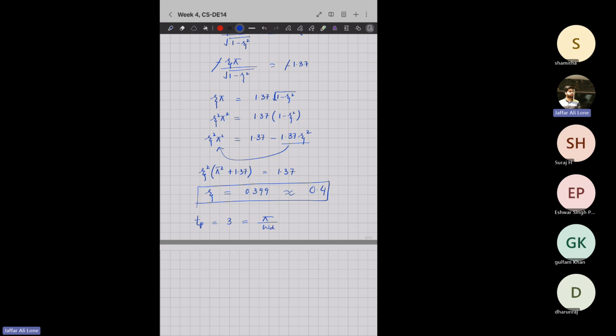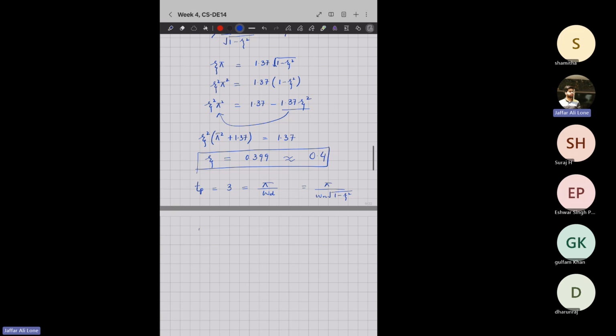So you know omega d, you can write that in terms of omega n. So omega n into square root of 1 minus zeta square. Then you can see your 3 is equal to, just put in the value of zeta, and you will get omega n equal to 1.14. So basically what you did as of now, you just found out the value of omega n and zeta, but that is not the question. What was the question? The question was to find the value of K and T.